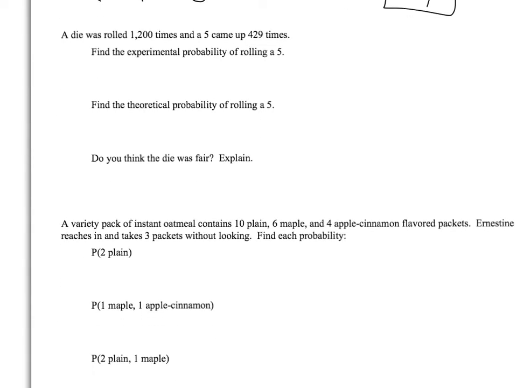A die was rolled 1,200 times, and number 5 came up 429 times. Find the experimental probability of rolling a 5. Experimental probability is what happened in the experiment. So it came up 429 times out of 1,200. 429 out of 1,200 is 0.3575. The theoretical probability of rolling a 5 is 1 out of 6. You have a 1/6 chance, which as a decimal is 0.1667.